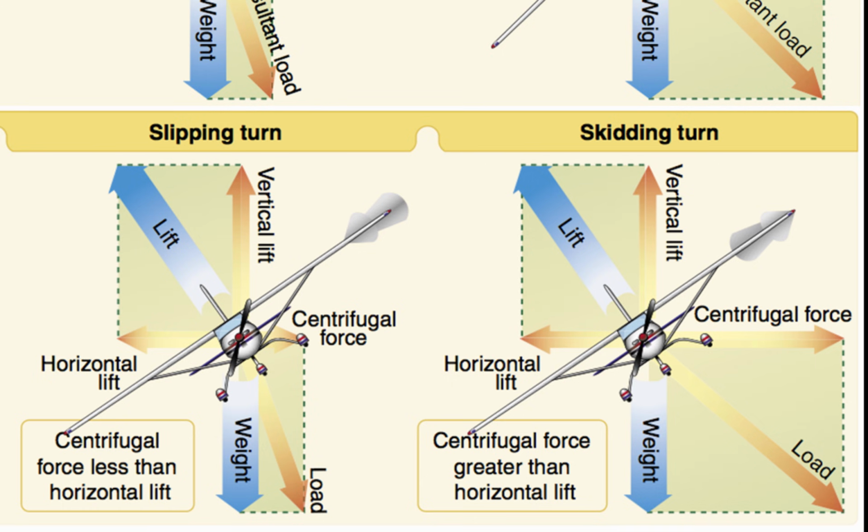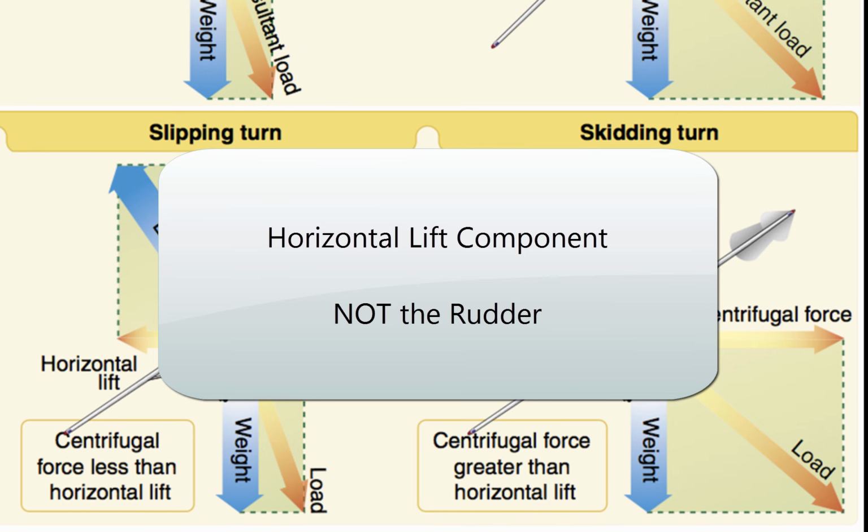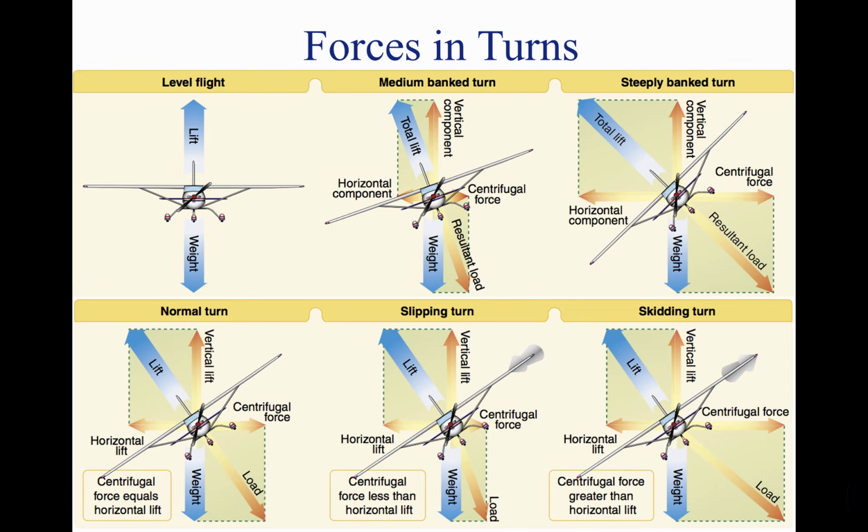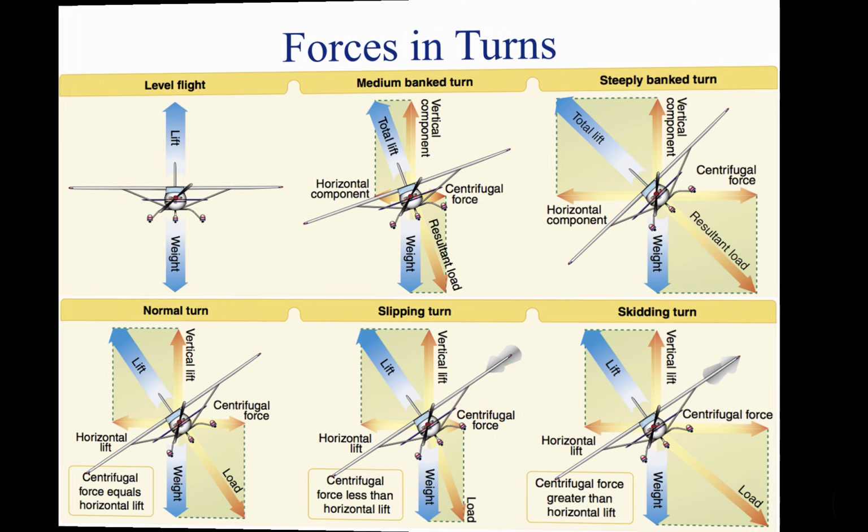The important thing to consider is that the horizontal lift component, not the rudder, is used to turn the plane. During a turn, the aircraft loses some of its vertical lift, which requires back pressure on the elevator to maintain a consistent angle of attack. Also during a turn, the increased drag causes the airplane to lose airspeed. If a constant speed, constant rate turn is required, then additional power may be needed.